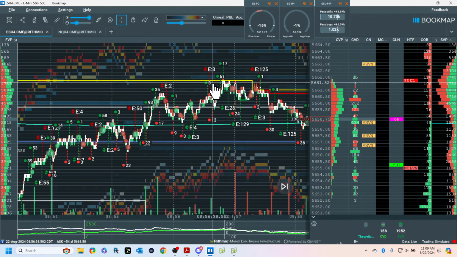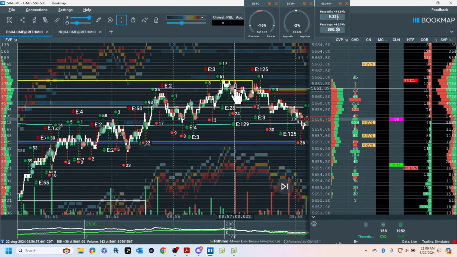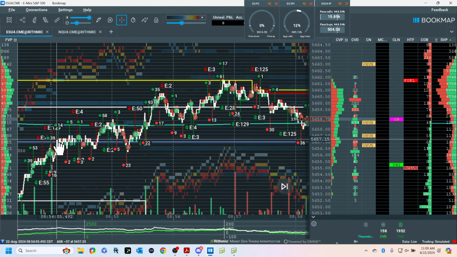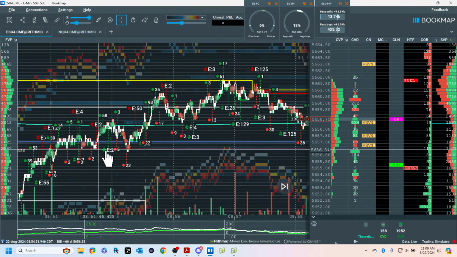But what happens here? Where's my buyers? So I see my sellers here, right here. So let's look at what we had here. Sellers took a shot here. They were absorbed by the buyers down here.